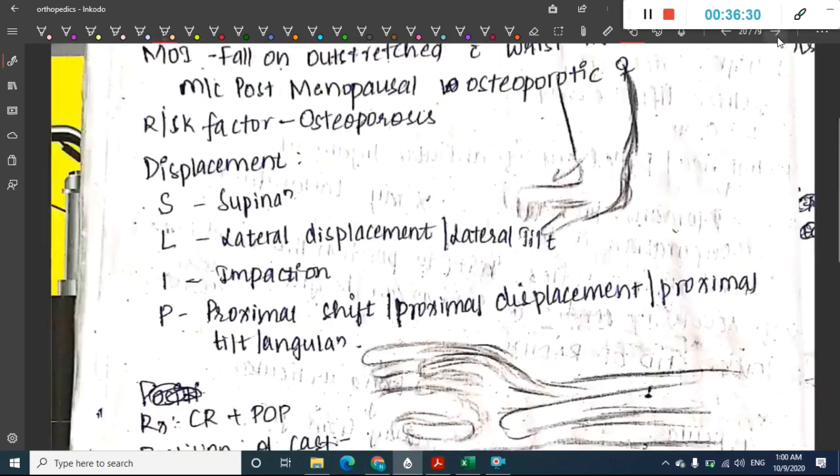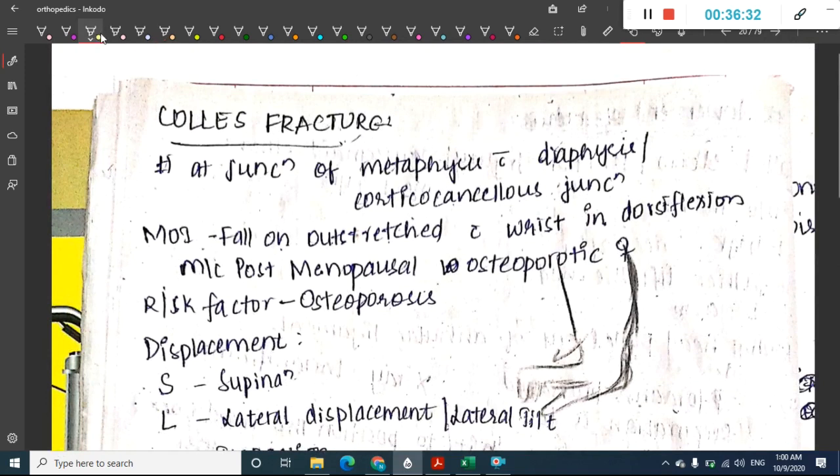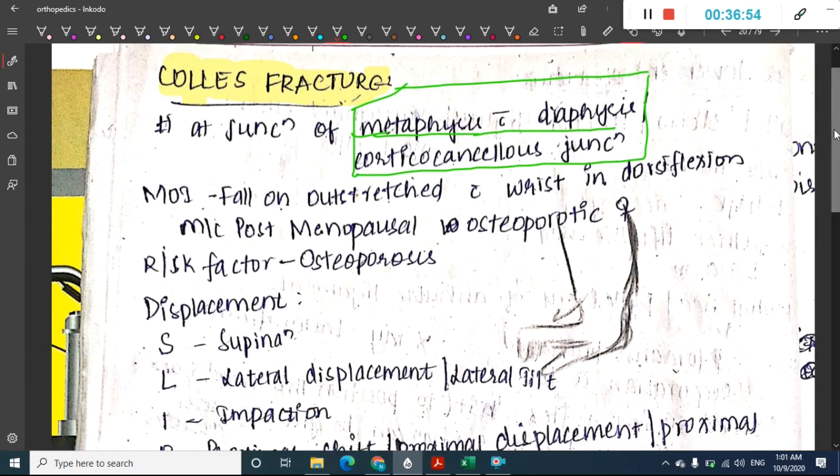Okay. Now let us learn a few points about Colles fracture. What is this Colles fracture? It is the fracture which is seen at the junction of metaphysis and the diaphysis, also called the corticocancellous junction. It is mainly seen at the junction of epiphysis and metaphysis, or corticocancellous junction.